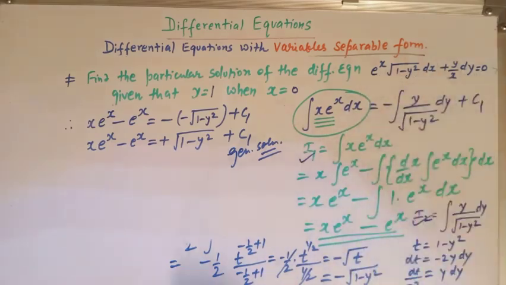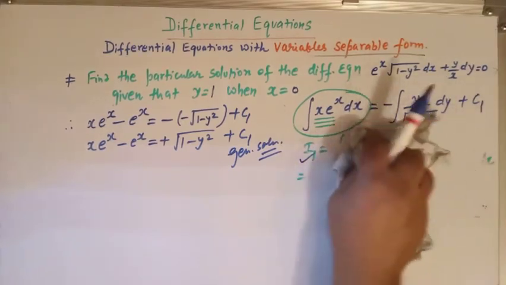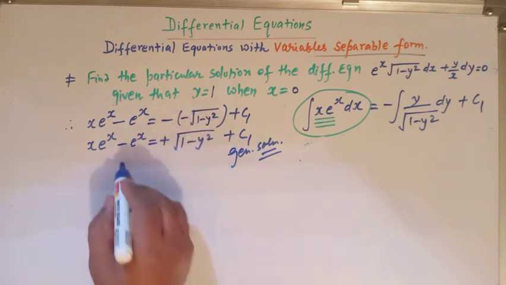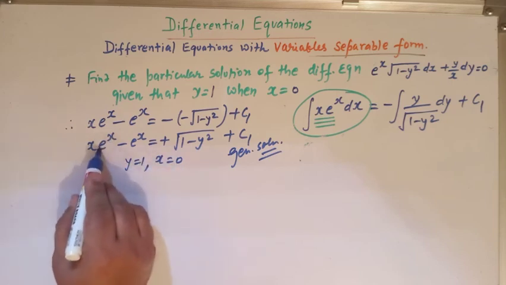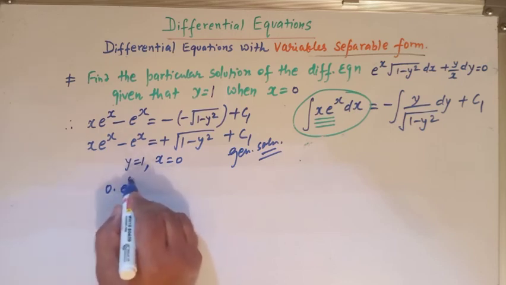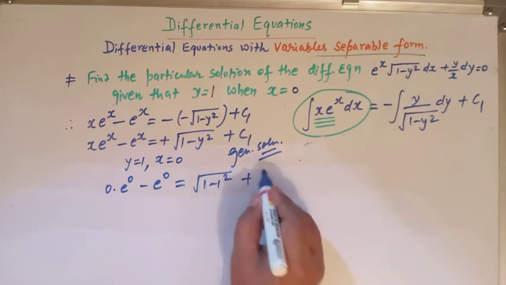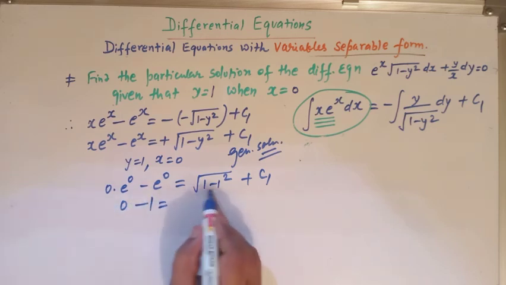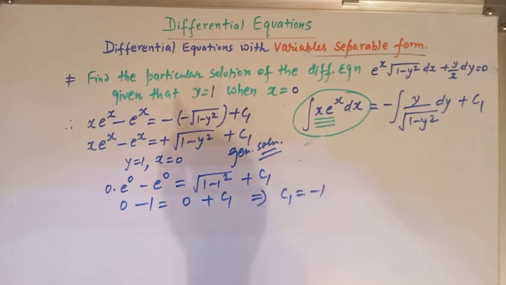Now let us find the particular solution of this differential equation by substituting y is equal to 1 and x is equal to 0. So if we substitute x equal to 0, we have 0 times e raised to 0 minus e raised to 0, and here we have square root of 1 minus 1 square, plus c1. So this is 0, this is minus 1, here we have 0 plus c1, so c1 is equal to minus 1.